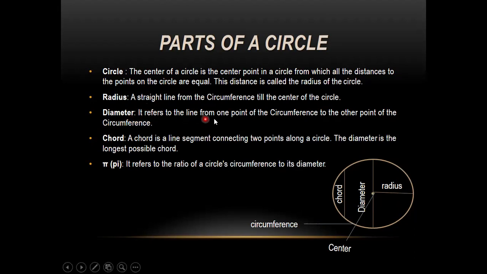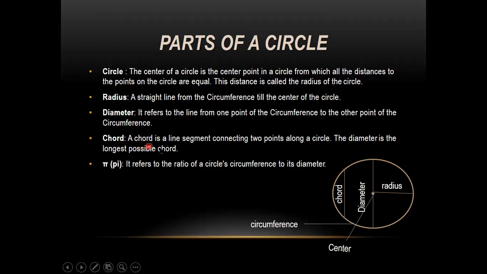Diameter. It refers to the line from one point of the circumference to the other point of the circumference. See here, this is the diameter, and you can draw it like this also. The diameter is the line which passes through the center.